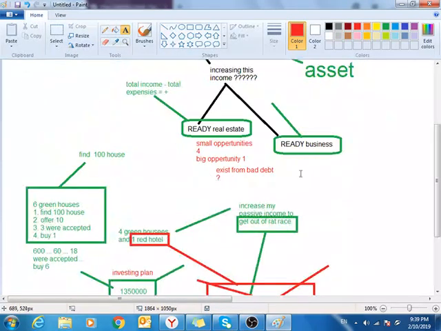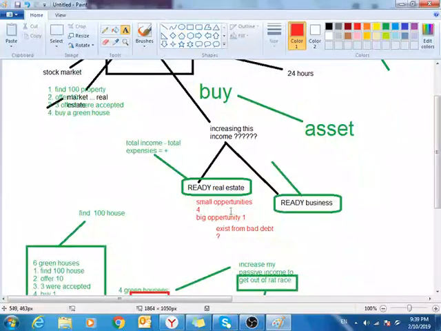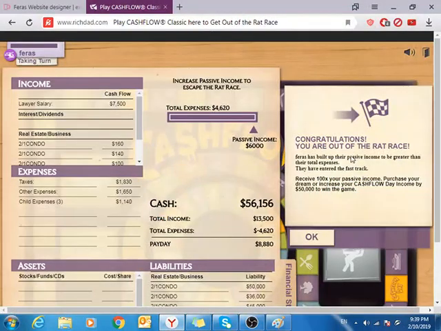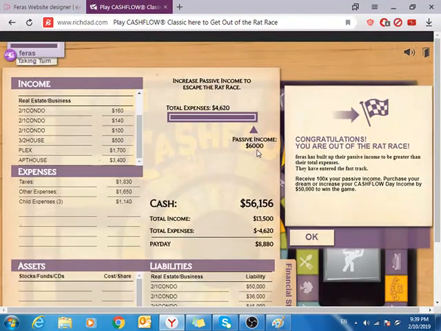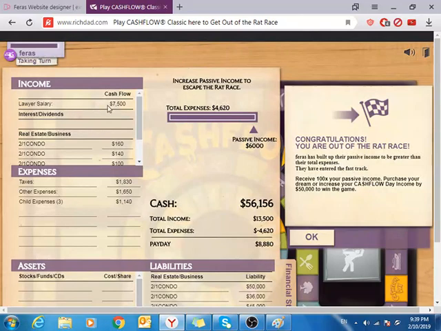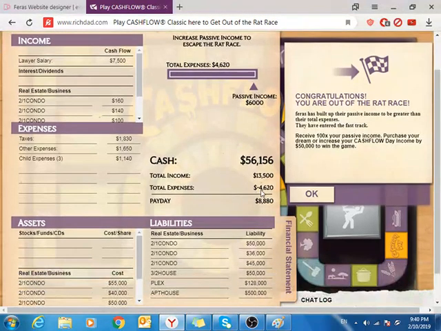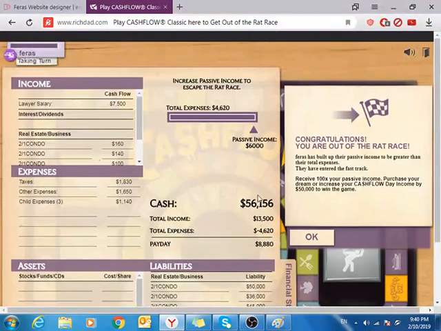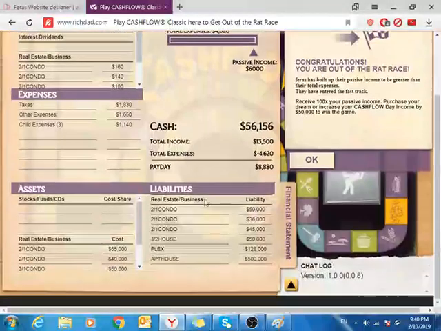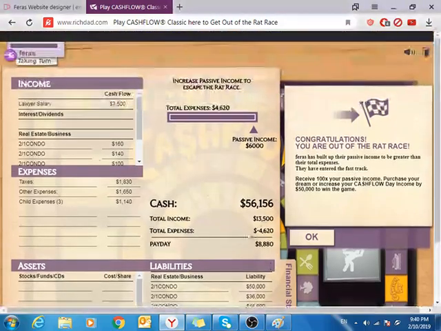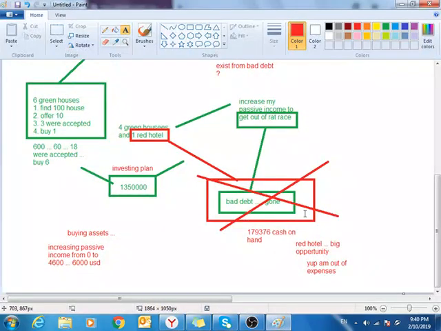So now let's go for ready businesses and ready real estate. That will be phase 2 of this game. By looking at this, I have $6,000 passive income, my paycheck is 7,500 and my expenses are minus 4,620. So I do have high expenses, right? But we did get rid of the home, the car, the debt, and so on. And I did enjoy this moment, that there's no bad debt in my life.